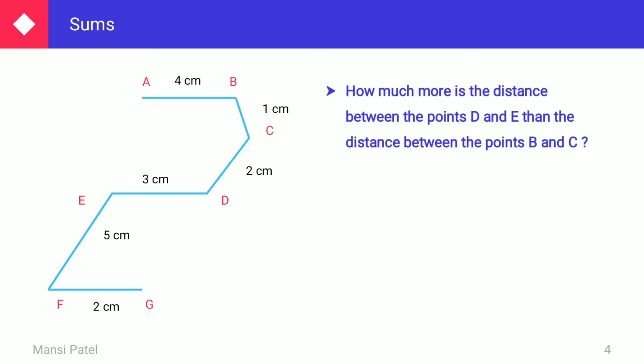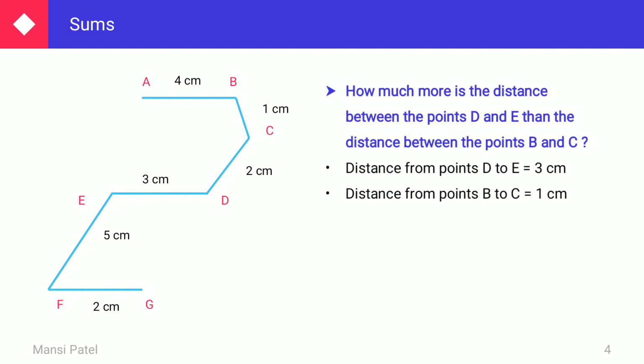So here they are asking how much more is the distance. More means maximum distance between the point D and E than the distance between the point B and C. So first we have to write down the individual measurements. D to E is 3 centimeter, and the distance from the points B to C is 1 centimeter. Again, they are doing a comparison, so we have to find the difference between the 2 points.